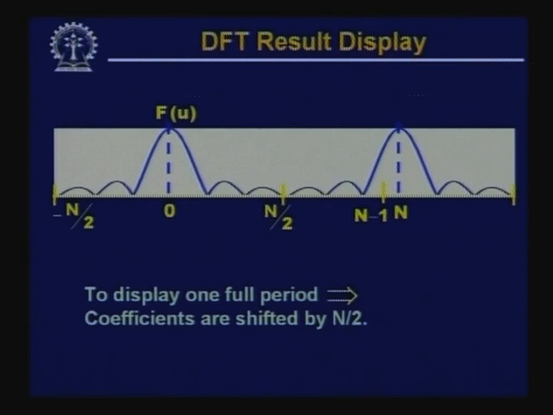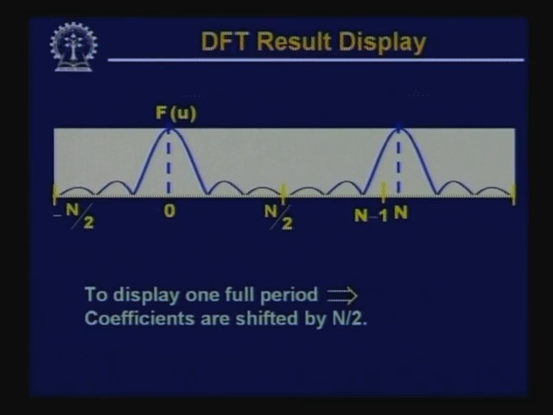So, just by looking at this, the transform values from N/2 plus 1 to N minus 1 are nothing but the reflections of the half period to the left of the origin 0. But what we have done is, we have computed the Fourier transformation in the range 0 to N minus 1. So, we will get all the Fourier coefficients for u from 0 to N minus 1.